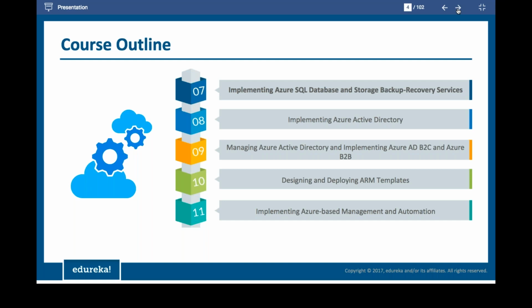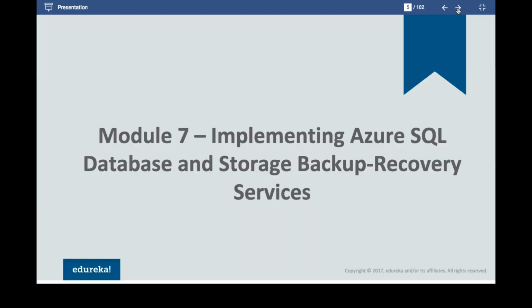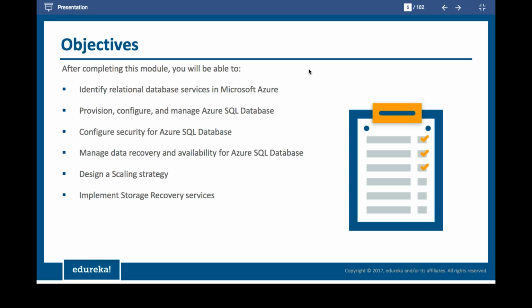Let's go ahead. By the end of this module, you will have the following objectives clear. You will be able to understand what relational database services are in Microsoft Azure. You'll be able to provision, configure, and manage the Azure SQL database. You will also be able to configure security, such as adding the client IP address, and dynamic data masking for your Azure SQL database. You would be able to understand managing data recovery and availability for Azure SQL database. That's about the geo replication that you're going to follow.